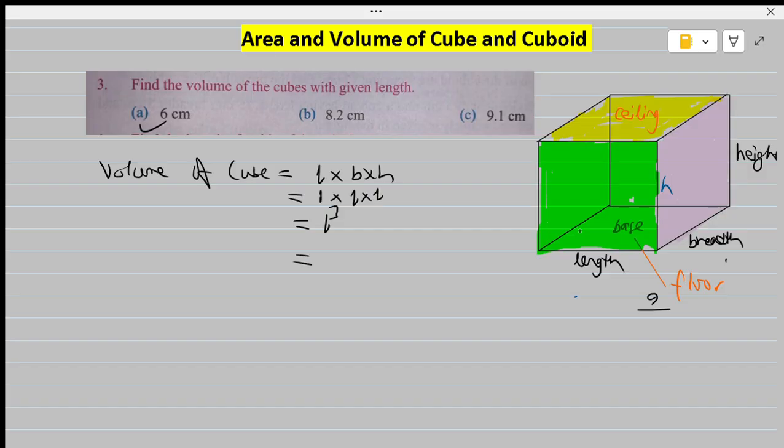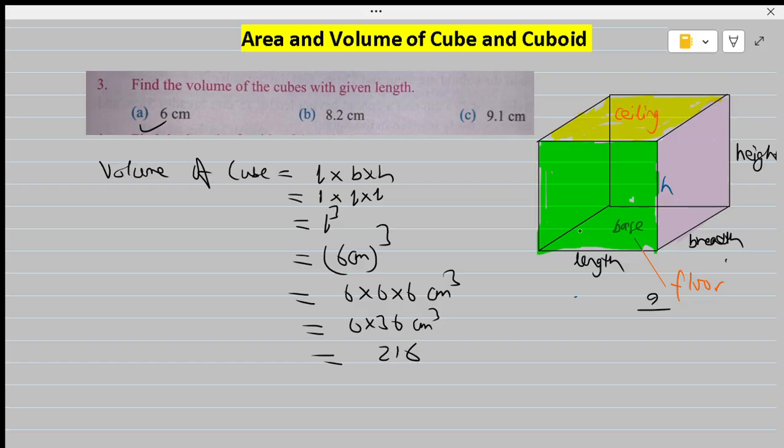Here the length of the cube is given as 6 centimeter. So when you do 6 cube, that is 6 multiplied 3 times, and centimeter cube. So 6 into 36 centimeter cube. 6 6 36, 6 3 18, 18 and 3 21. So 216 centimeter cube we get as the volume of the cube, and this is number A. And B and C you can do yourself.